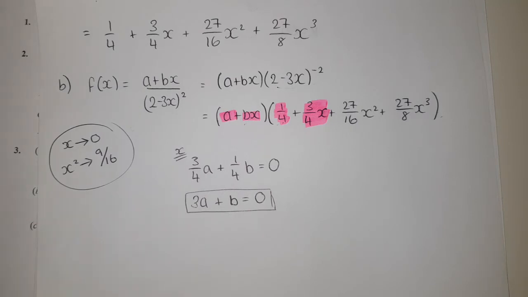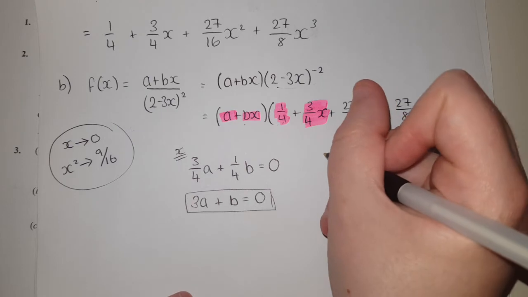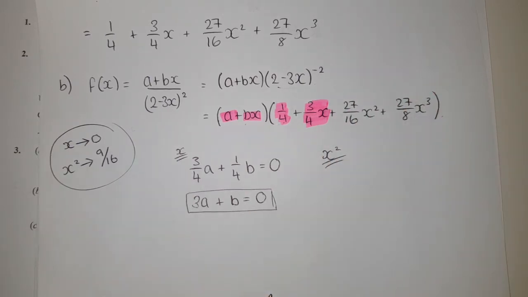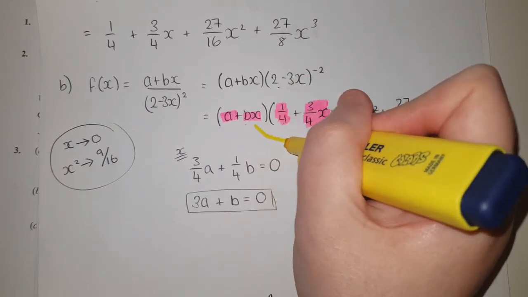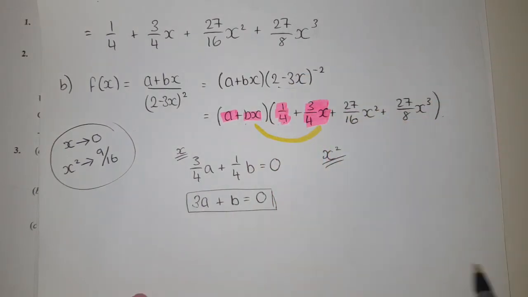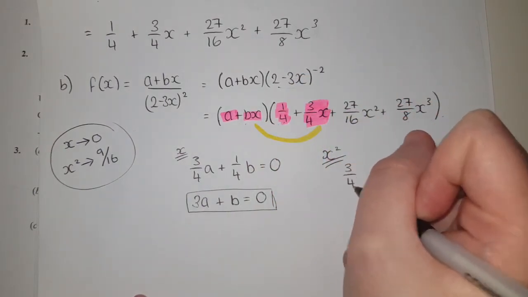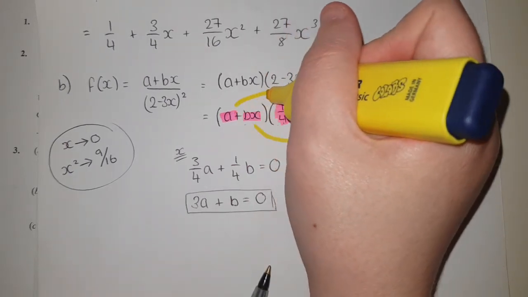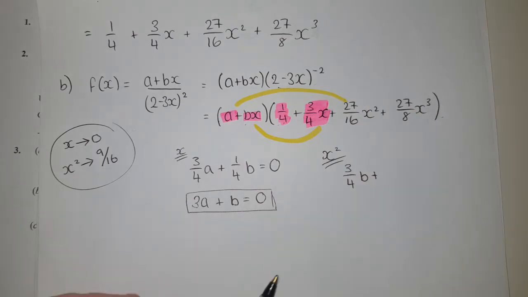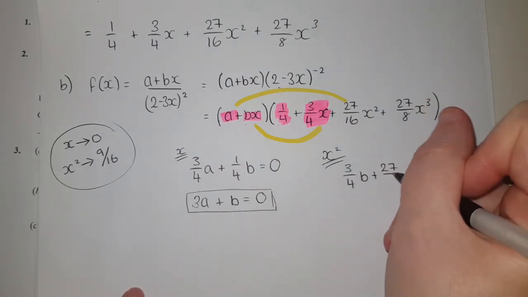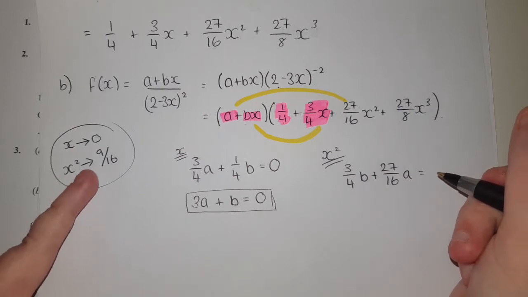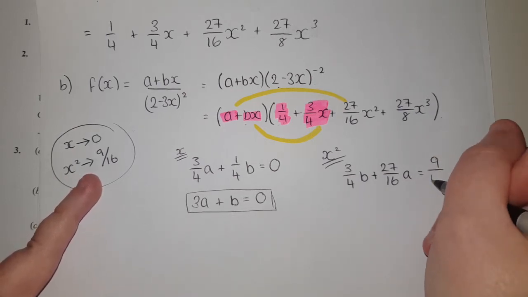There's one equation. Pretty sure at this point you can guess we're going to end up with some sort of simultaneous equation. If we look at the second one, we want our x squared terms. The way to get an x squared term is if I multiply an x term by an x term, so I've got 3/4 b, or I've got a constant times an x squared term, so I've got 27/16 a. And this time the answer it should give us is 9/16.